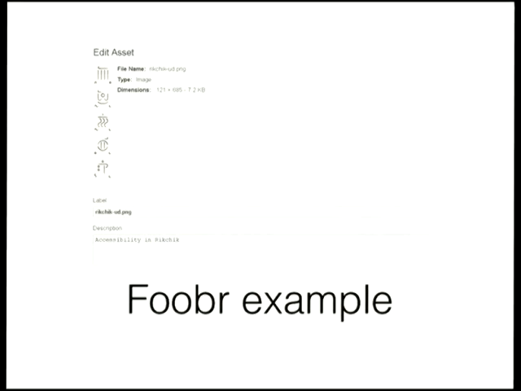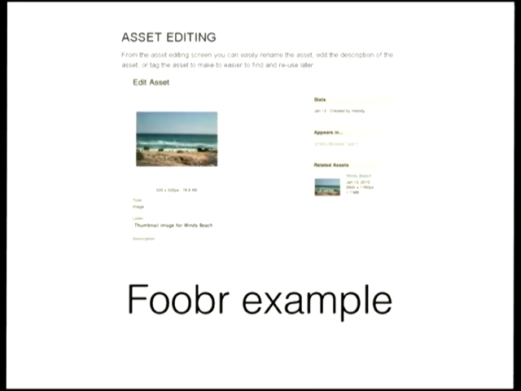At this point, I am slightly worried. I would like to know where my description went. So I look up the help pages, and the help pages tell me that I can do various things from the edit asset screen, including edit the description. But that still doesn't tell me where we can get alternative text from. It doesn't tell me what happened. Doesn't tell me what the description is.